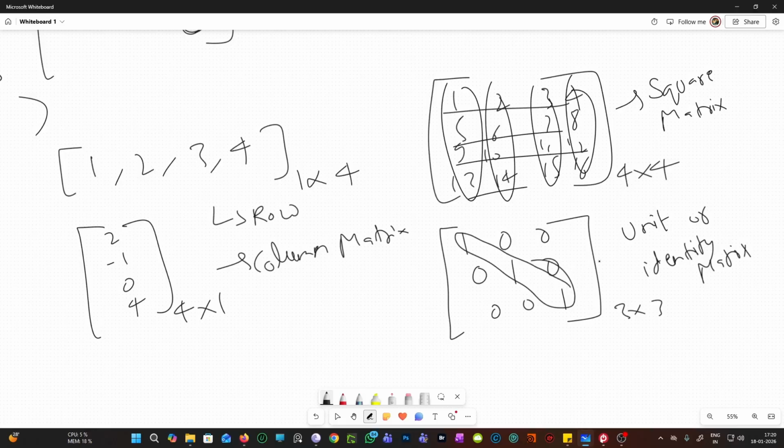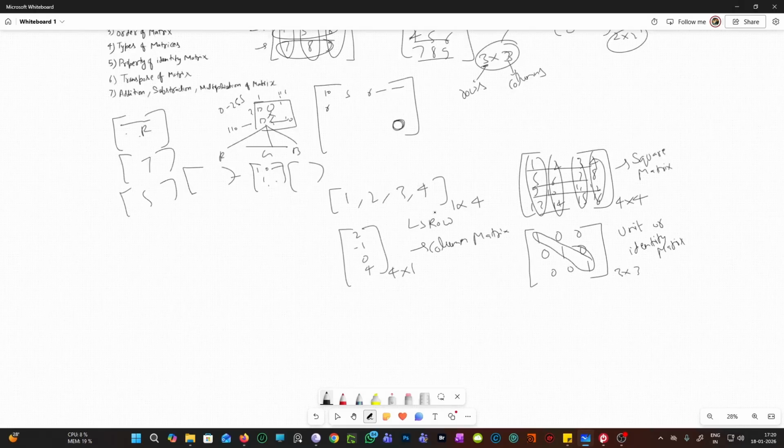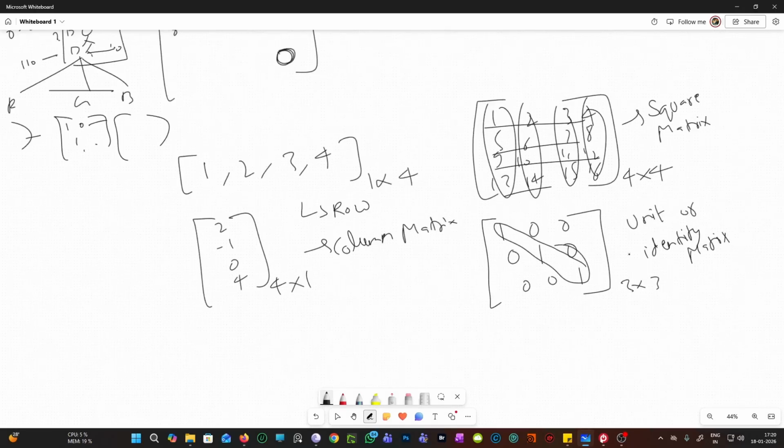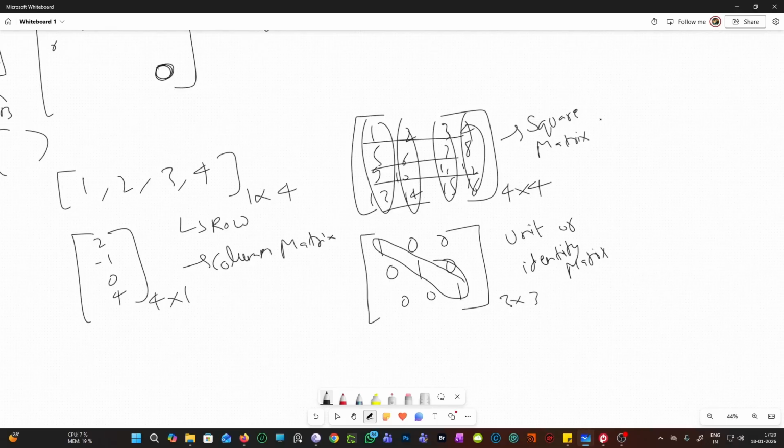Okay, so this is what the different types of matrices are that we are going to use. And in Houdini, basically we are going to use only the square matrix and the identity matrix, and we are going to use them a lot. So just remember about them.